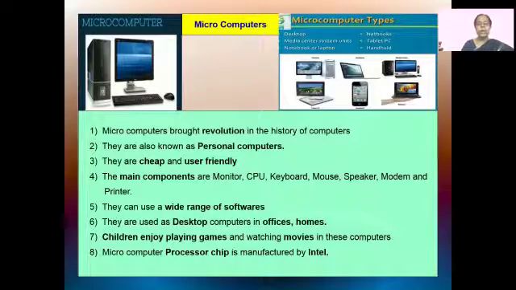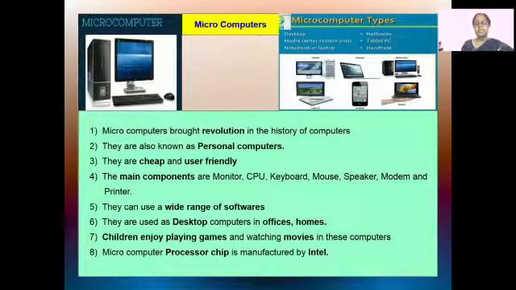There is a wide range of softwares that can be installed in a microcomputer. And they are used as desktops. Because it's a desktop, it needs to be kept in one place. These type of computers are used in the houses, in the offices. Even in your school, you use the same type of computer. It's very simple for a child to play on this. They enjoy playing games, they watch movies on this type of computer.